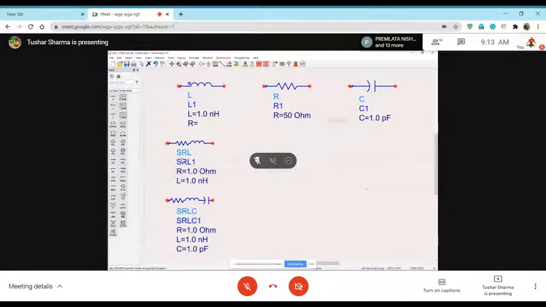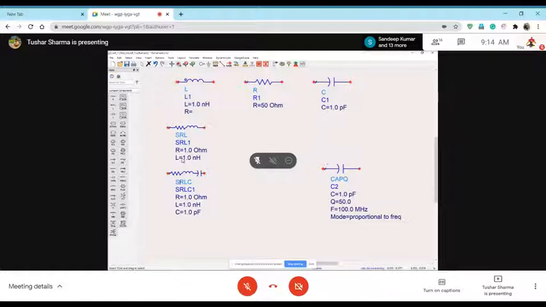Similarly, in a capacitor, you can use the same series RLC equivalent of it, or you can use a capacitor with something called Q, or the quality factor. And so these are more non-ideal kind of components.